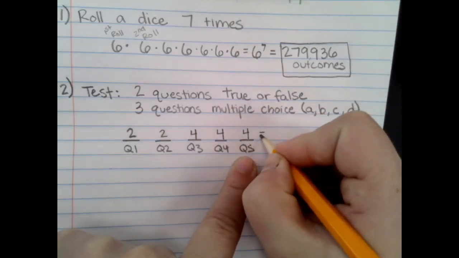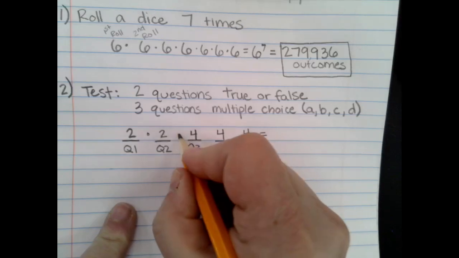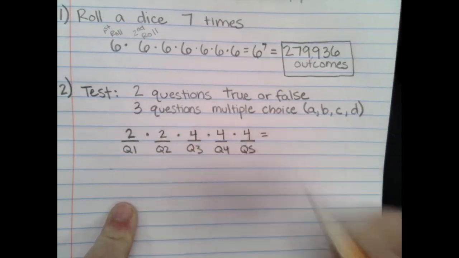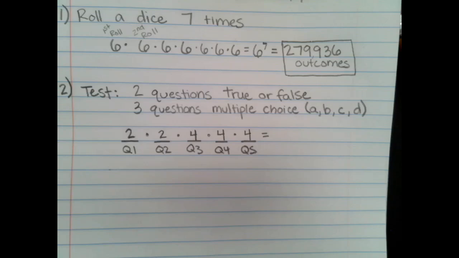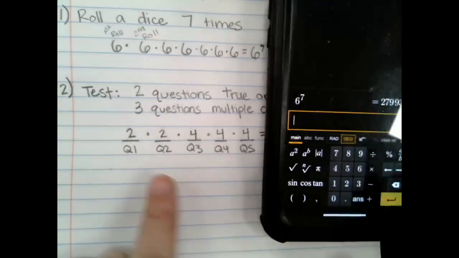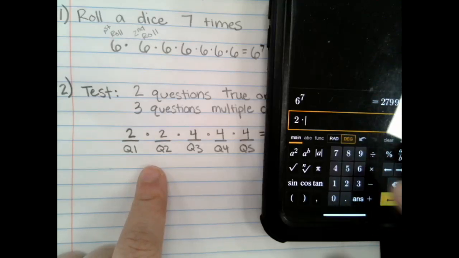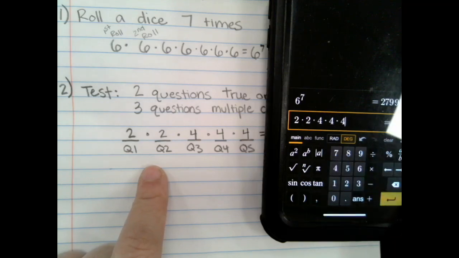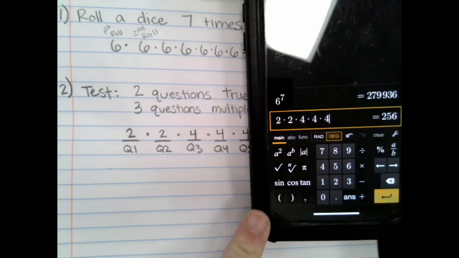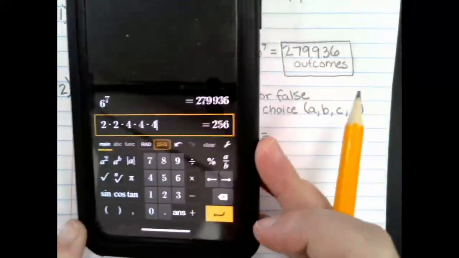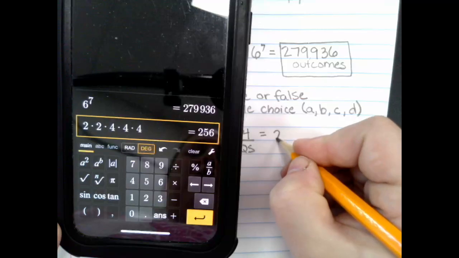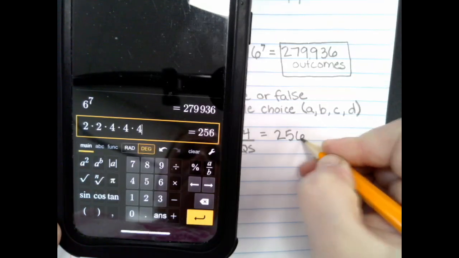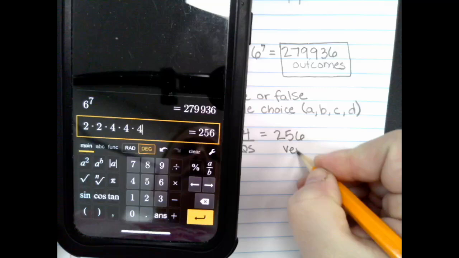4. Didn't change. So to find our total amount, we're going to multiply these numbers. So 2 times 2 times 4 times 4 times 4. Okay, when we do that, we end up with 256. So when you go into a test, there's 256 versions of the test that we could do.